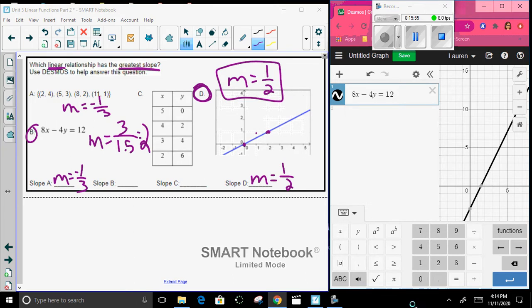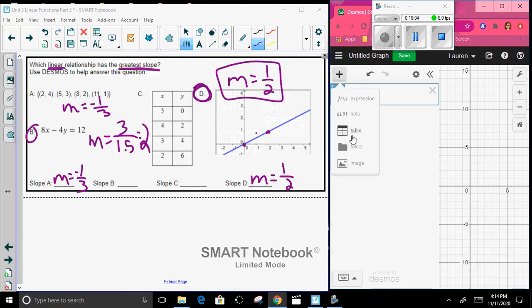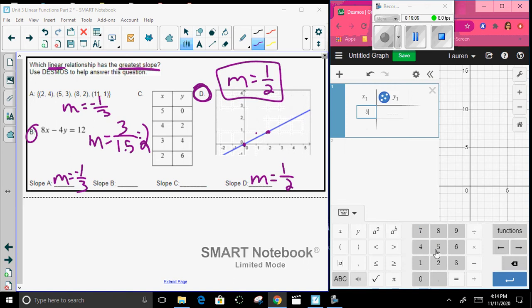All right, next one I'm going to put in is C. I'm going to put that table in and see what my slope is. So go to the plus sign, go to table, I can add in all my x's.